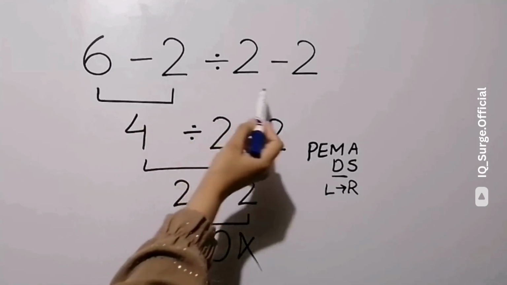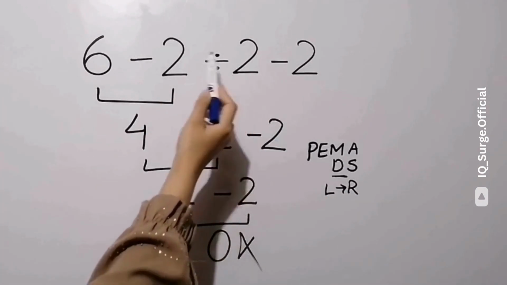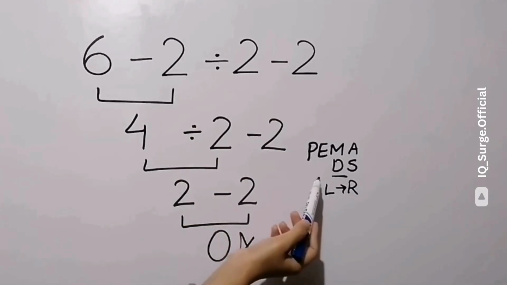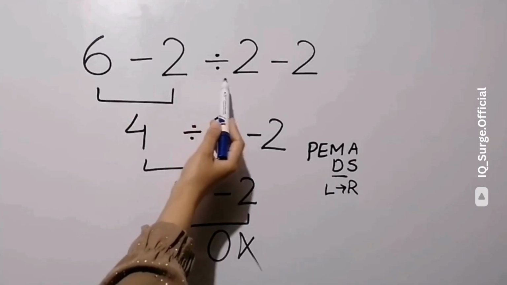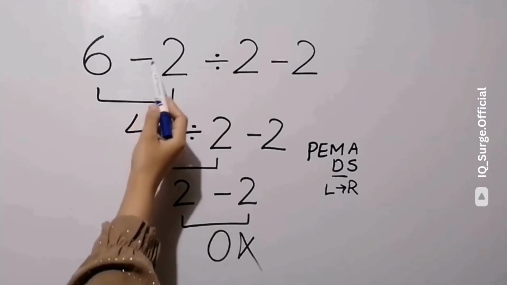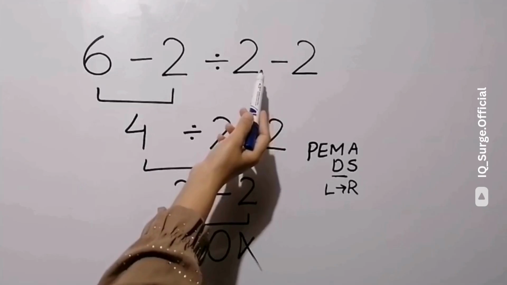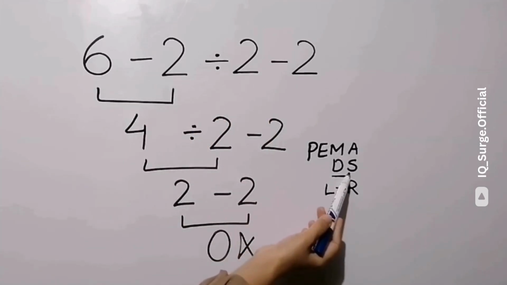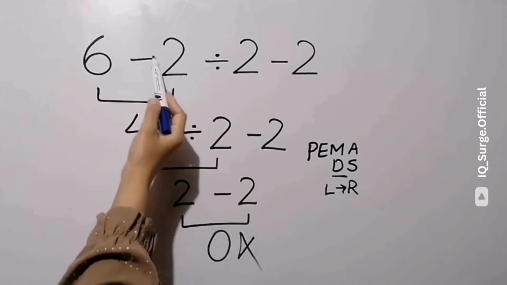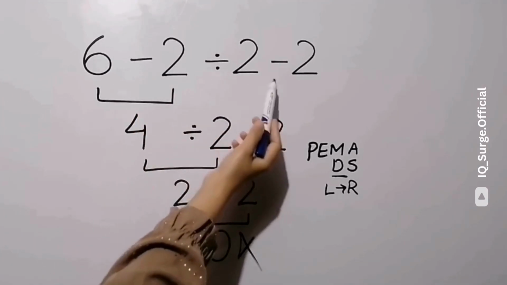In this expression we have 2 subtractions and 1 division. According to PEMDAS, division has higher priority than subtraction. So here first we have to do this division, then this subtraction, and finally this subtraction, okay? Because division comes before subtraction. If we do this subtraction before this division or this subtraction, it is wrong.